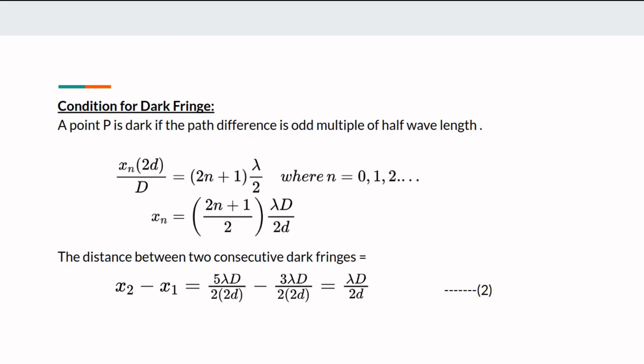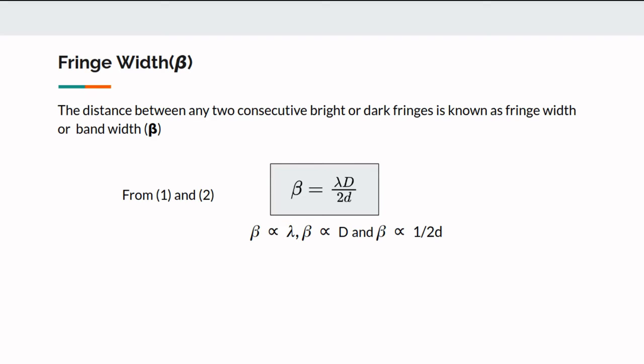That means the distance between any two consecutive bright or dark fringes is the same, and it is known as fringe width or bandwidth. It is denoted by the letter beta. From equations 1 and 2 we can say that beta is equal to lambda capital D by 2d.